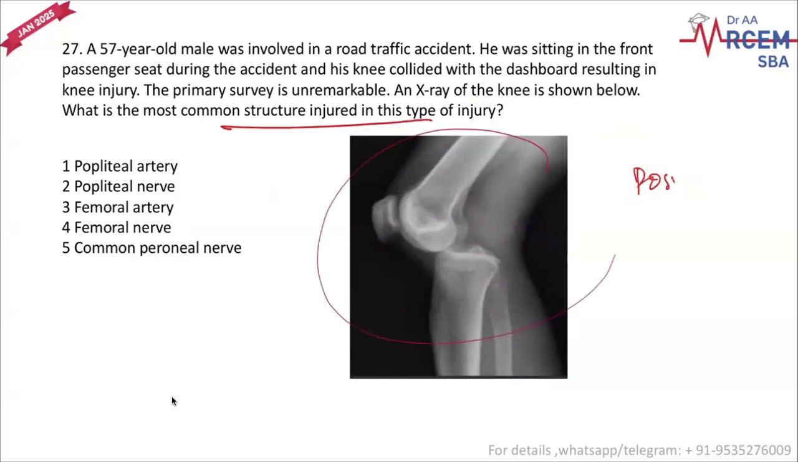It is the posterior dislocation of the knee. It is a straightforward X-ray, posterior dislocation of the knee. Whenever there is a posterior dislocation of the knee, closer to here is the popliteal artery. Usually, it gets injured. So, the popliteal artery is the structure you need to really look out for.